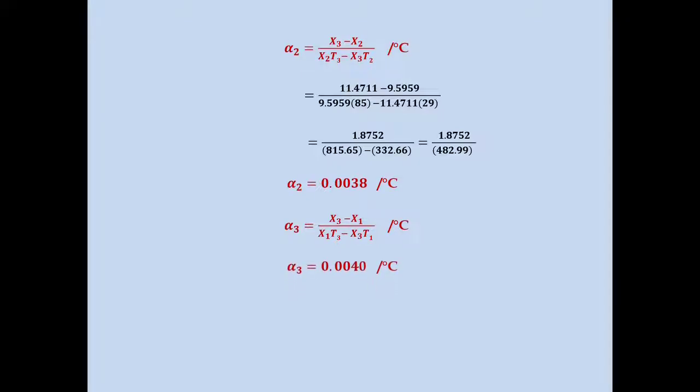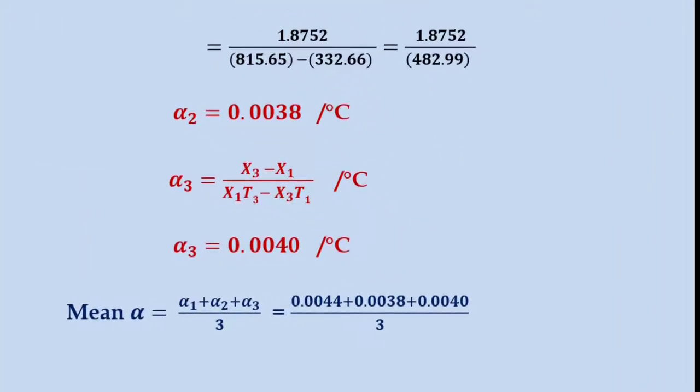Again calculating alpha 3 by taking the other combination, that is by taking the resistance at the ice temperature and the high temperature, we get the alpha as 0.0040. So now we got 3 alphas. So the mean alpha is taking the average of these 3, alpha 1 plus alpha 2 plus alpha 3 divided by 3. All these values are close to each other, so we can average these three values.